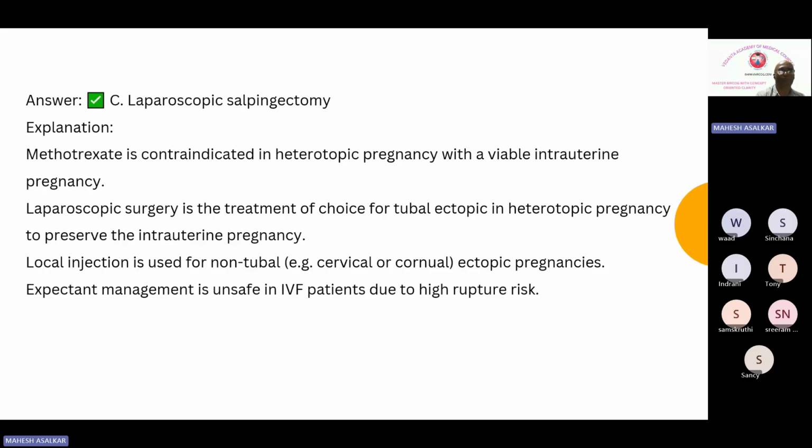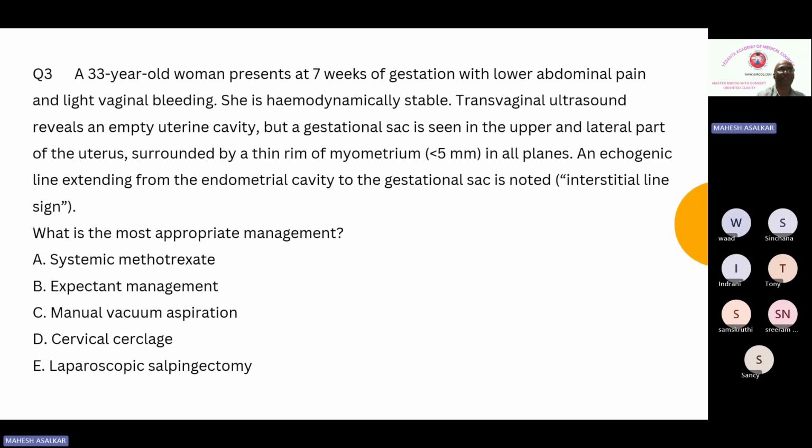Methotrexate is contraindicated, that we have seen. Laparoscopic surgery is the treatment of choice for tubal ectopic in heterotopic pregnancy to preserve the intrauterine pregnancy. Local injection is used for non-tubal, that is cervical, cornual, etc. Expectant management is unsafe. Next, Sinchana.